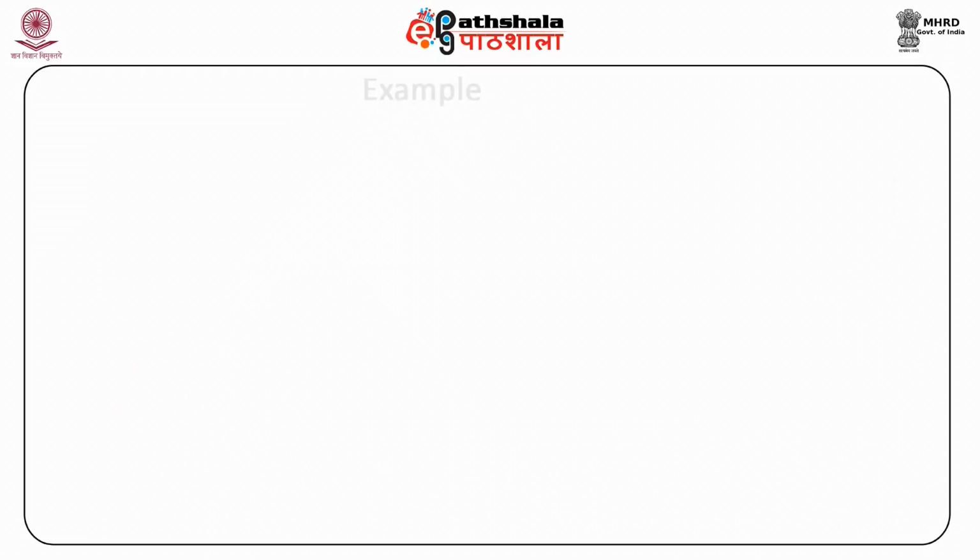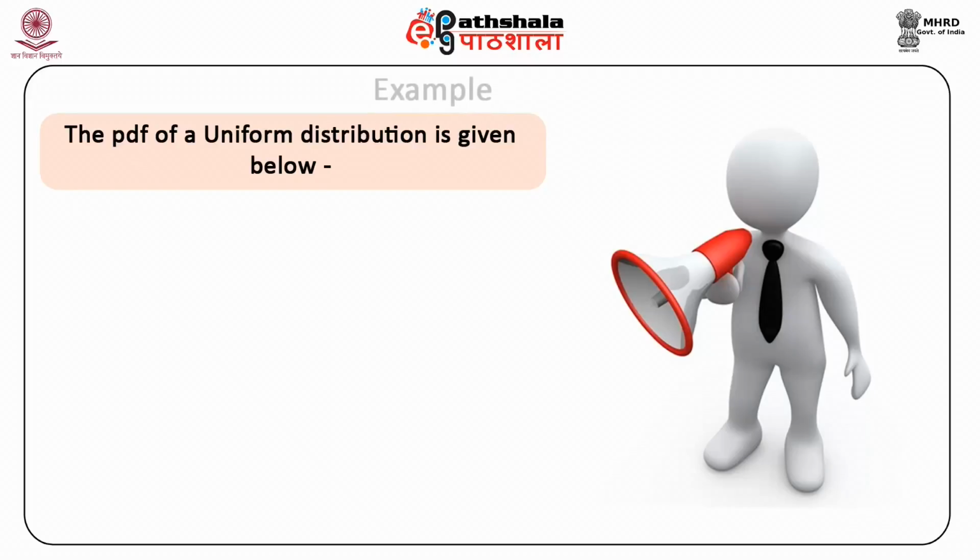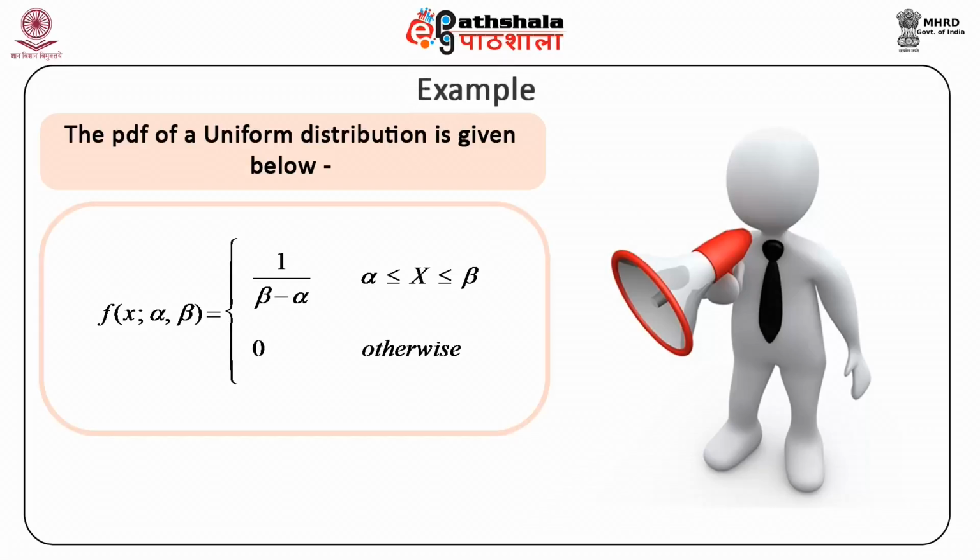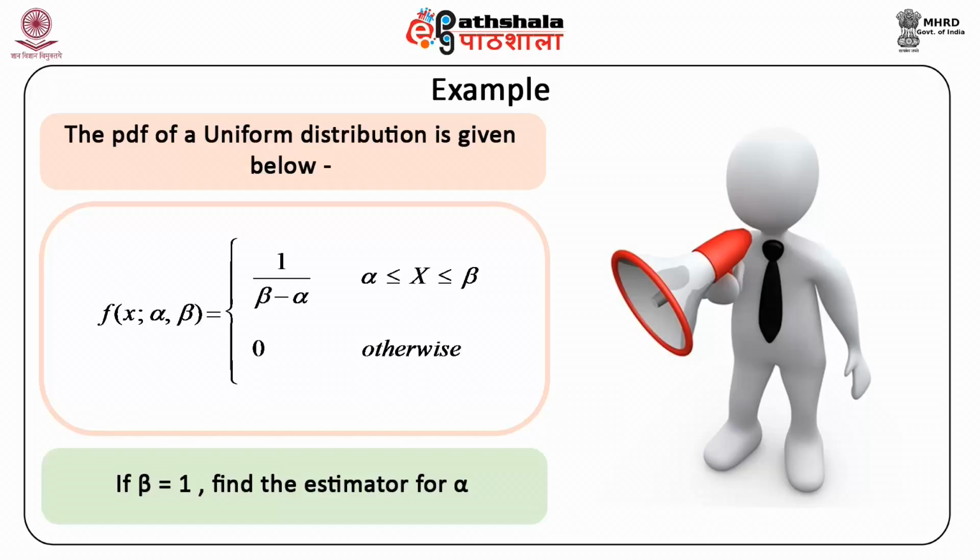Next example is, the PDF of a uniform distribution is given below, which you can see on this slide. This is defined as f of x given alpha and beta equal to 1 upon beta minus alpha when x is greater than or equal to alpha but less than or equal to beta and is equal to 0 otherwise. Please note that if beta is equal to 1, we find the estimator for alpha.